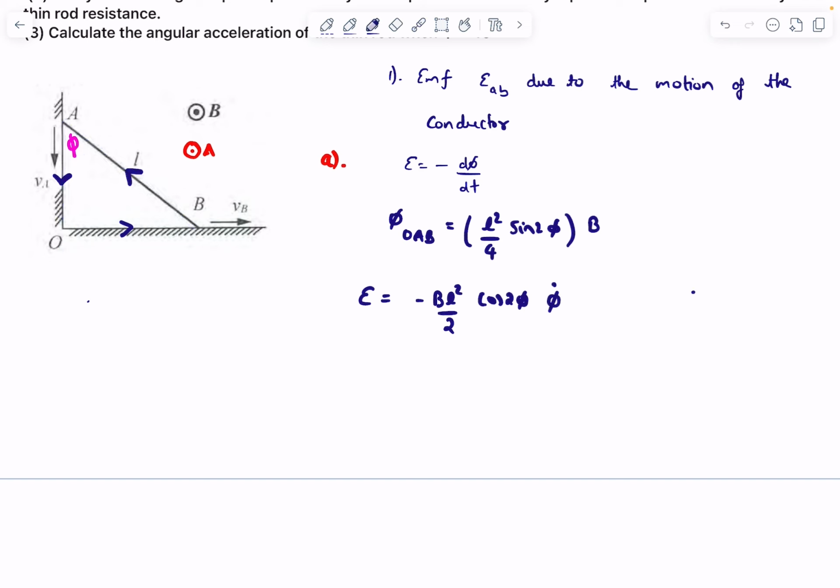So we can say omega is nothing but VA divided by the distance from the axis of rotation, which is L sine phi. Okay, and omega, we can also say it is equal to phi dot. So now we can just substitute it over here. This is the expression for the induced EMF.